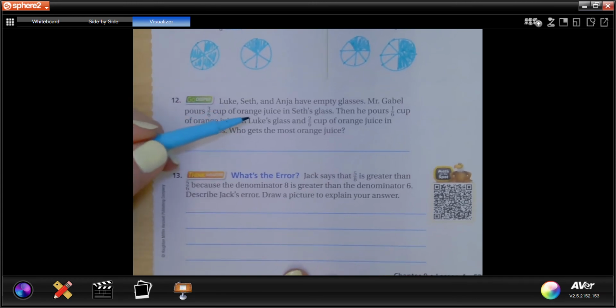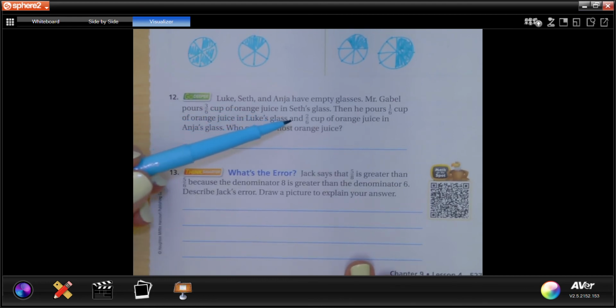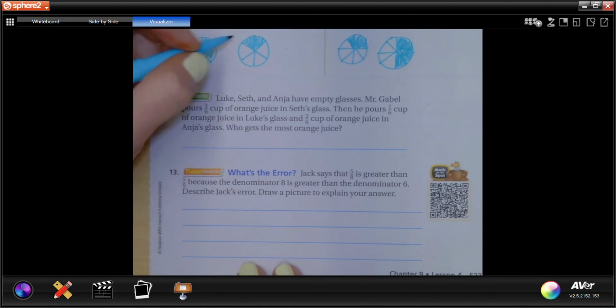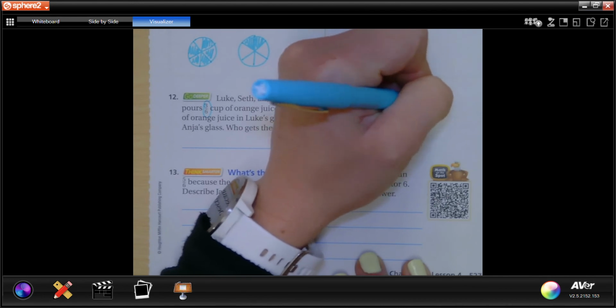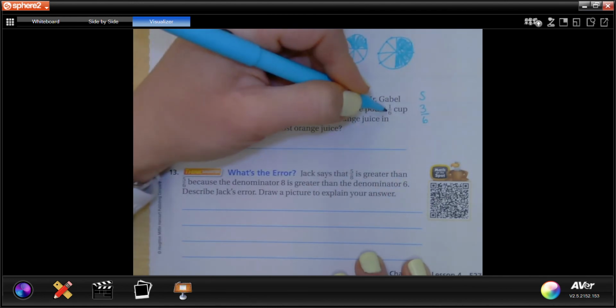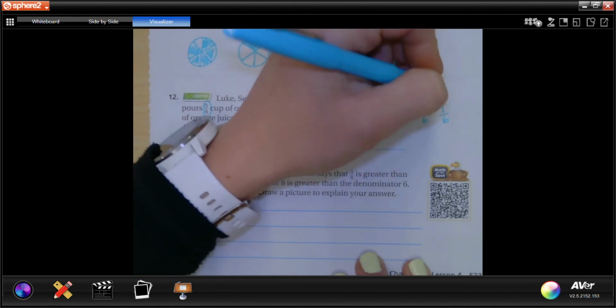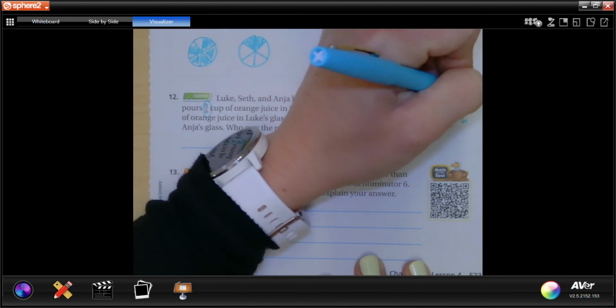Number 12. Luke, Seth, and Anja have empty glasses. Mr. Gable pours 3/6 cup of orange juice in Seth's glass. Then he pours 1/6 cup of orange juice in Luke's glass and 2/6 cup of orange juice in Anja's glass. Who gets the most orange juice? Well, we know that Mr. Gable pours 3/6 for Seth, so we'll write 3/6 over here, and that's Seth. 1/6 is Luke, and 2/6 is Anja's, so 2 out of 6 is Anja's.